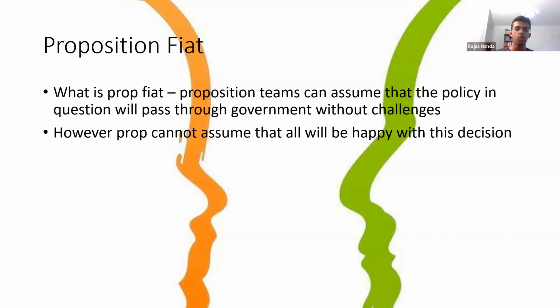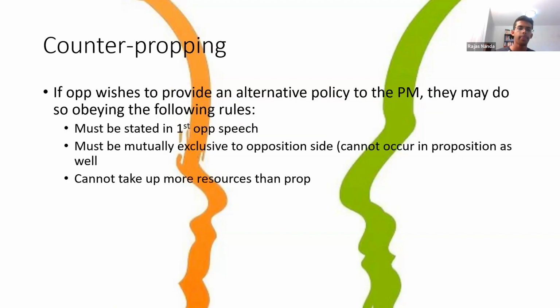But you do not assume that everyone is happy with the decision. So things like the public being angry that this motion has been passed, that is a possibility. Things like backlash, all of that is something you are allowed to say. So yeah, the motion is allowed to get passed through, but not everyone has to be happy.